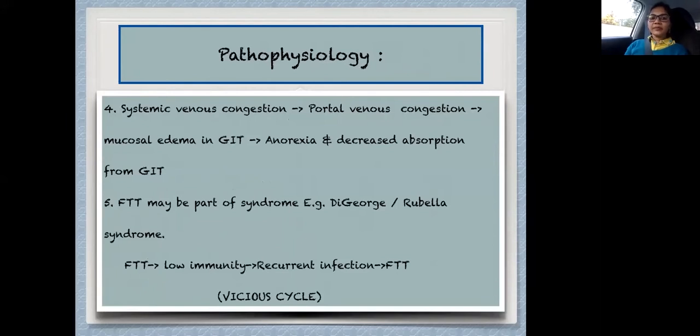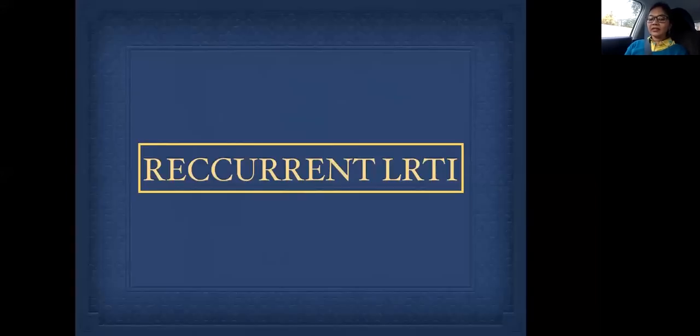In addition, there is systemic venous congestion, so there is also portal venous congestion. So there is mucosal edema in the gastrointestinal tract, which can lead to anorexia and decreased absorption from the GIT. Also, failure to thrive may be part of a syndrome like DiGeorge or rubella syndrome. And failure to thrive can lead to low immunity and again lead to recurrent infection. So it can be a vicious cycle and it needs to be tackled at the earliest.